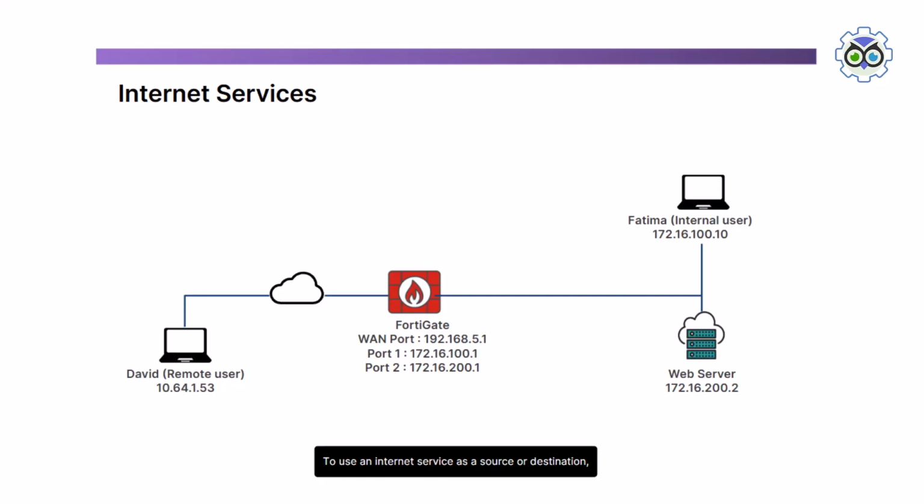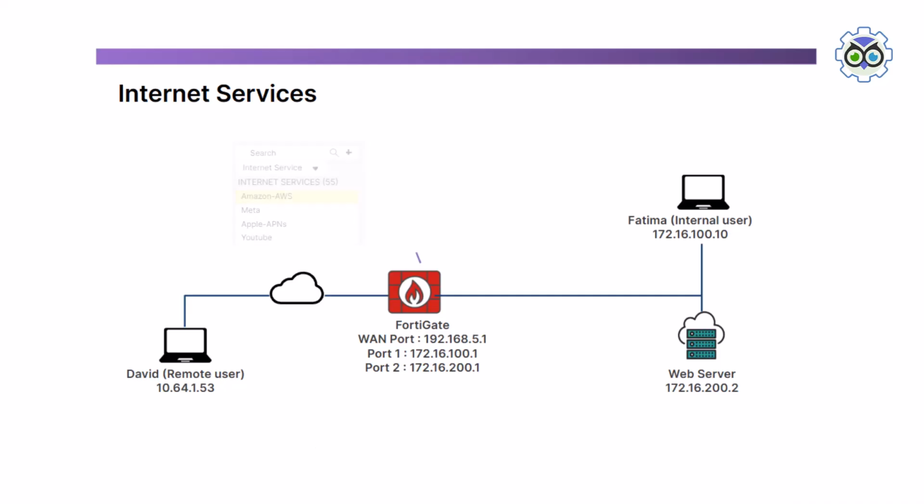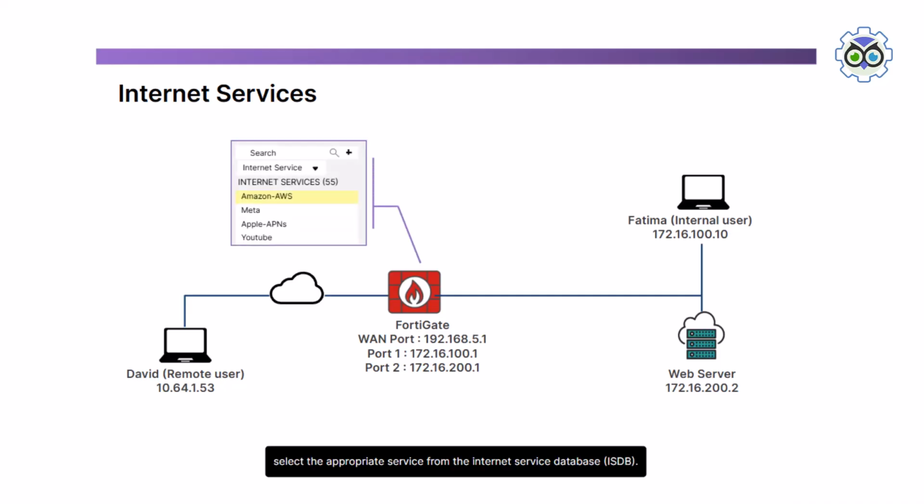To use an internet service as a source or destination, select the appropriate service from the Internet Service Database, ISDB. The ISDB is a list that includes the IP subnets of commonly used web service providers, such as Meta, YouTube, and so on. The FortiGate administrator is also able to add custom services to the list.